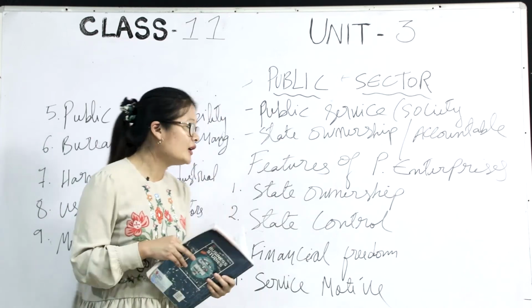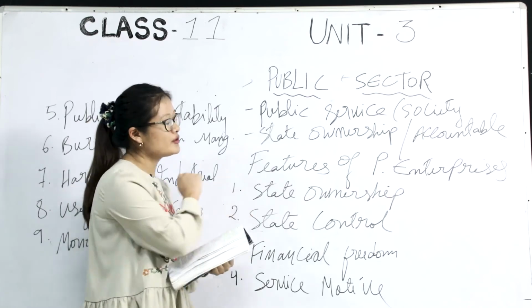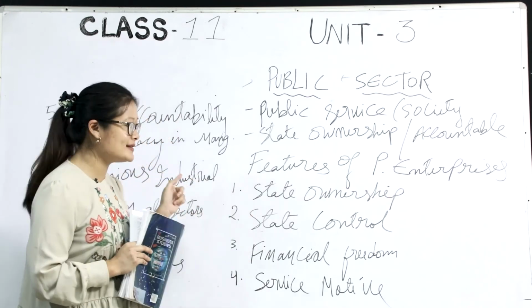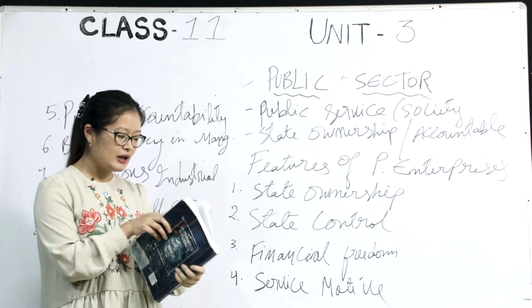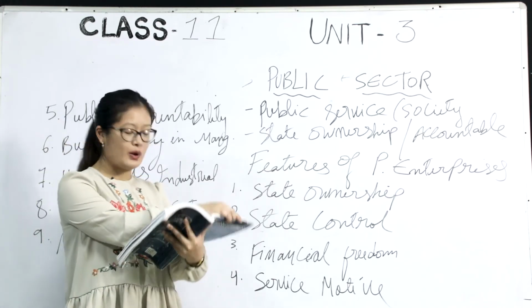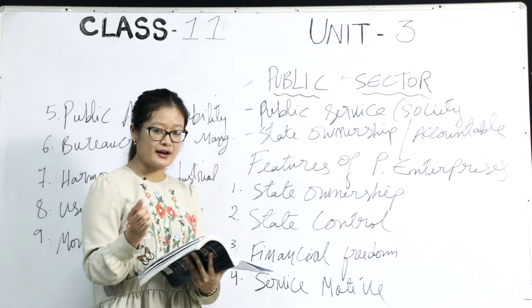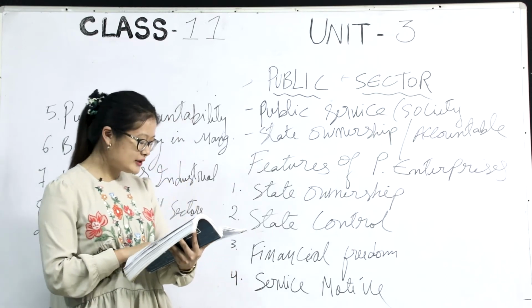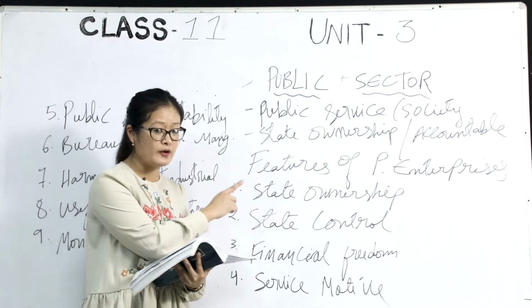So moving on, we will look at some of the features of public enterprises. All right, there are 9 points mentioned in your textbook on page 122. So you can go there and follow my lecture along with your textbook. Okay. The first point is state ownership.